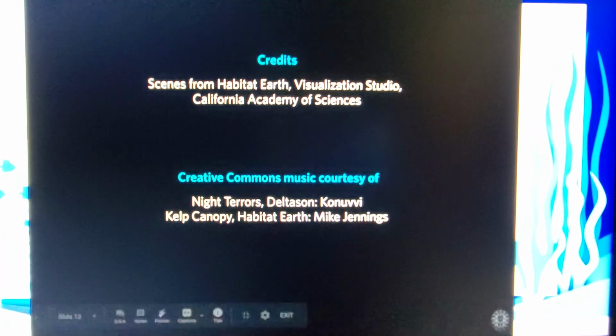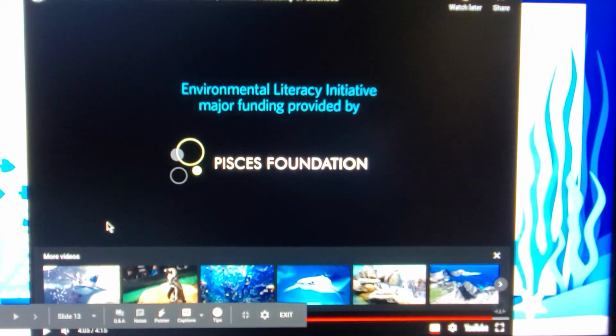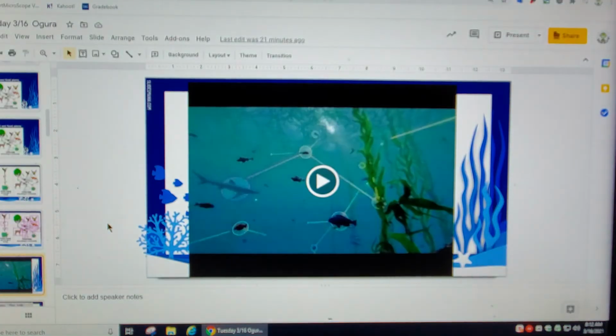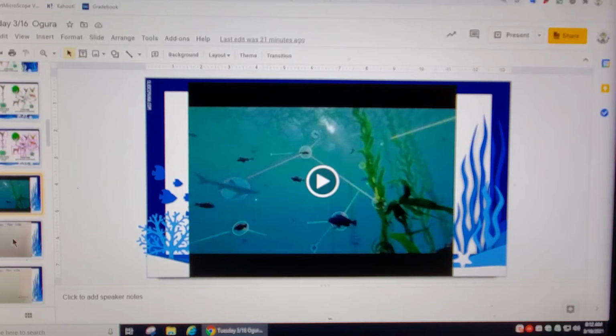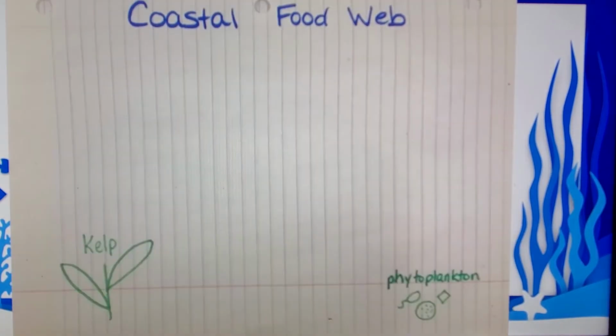Alrighty, so again, it's usually when man interferes with nature that things do not go well. So we're better off leaving nature alone to take care of itself. So here's an example of a coastal food web like the one we just saw that you're going to draw, or we're going to draw into our notebooks.